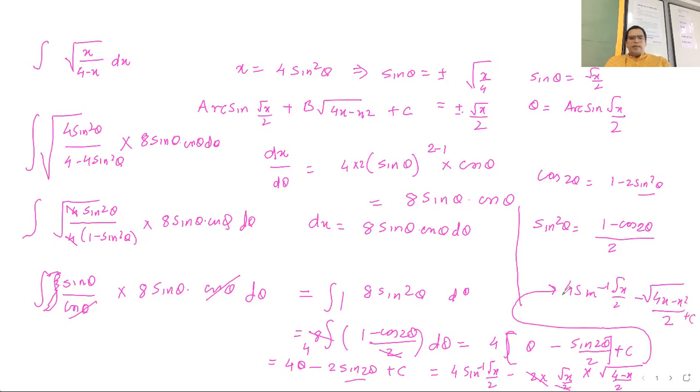So the value of a that we get is 4. Value of a here, actually there's an arc sine, so the value of a is 4, and the value of b that you get is negative half. So that's how you do this particular question.